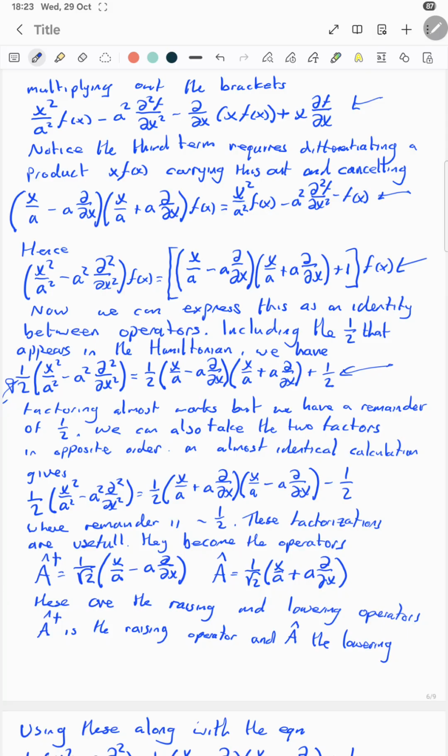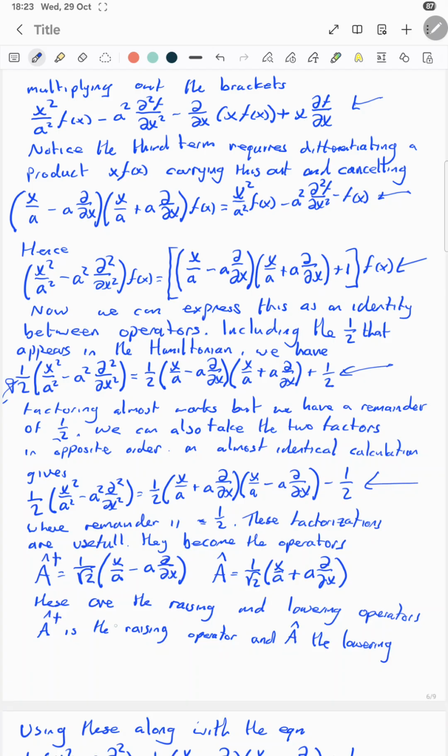And we see that factoring almost works, but we have a remainder of 1/2. We can also take the two factors in opposite order, and an almost identical calculation gives this here, where the remainder is minus 1/2 in this instance.